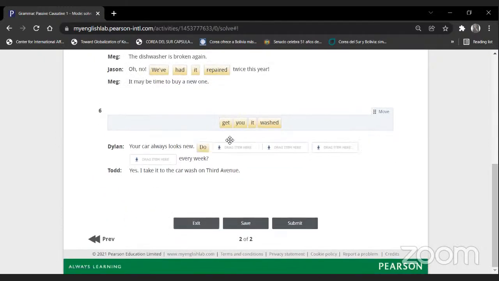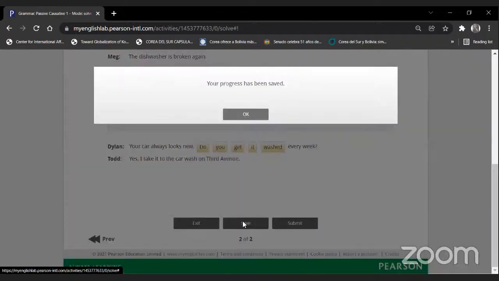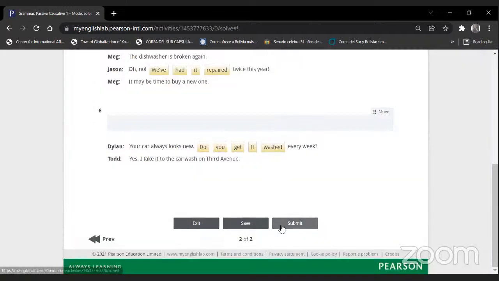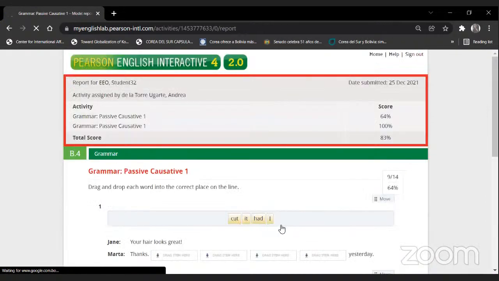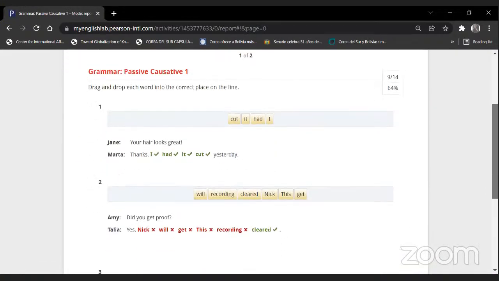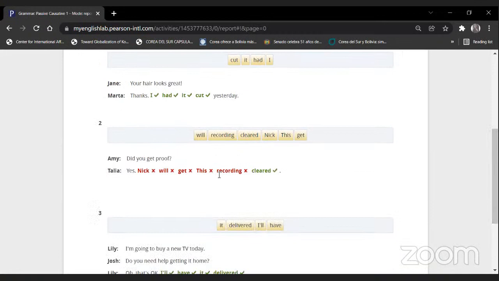Do you get it washed every week? Okay, let's see. Yes, this, right? Because the question says, did you get proof? Yes, Nick will get this recording cleared. Nick conseguirá esta grabación clara.